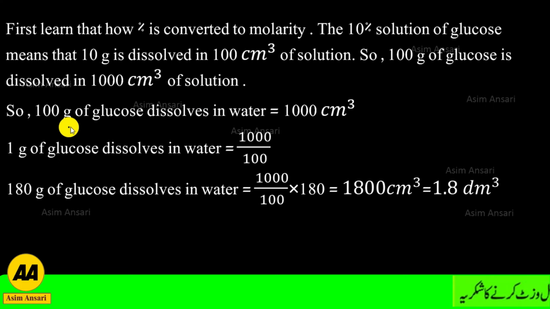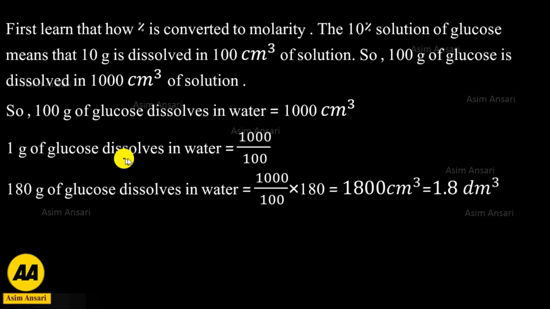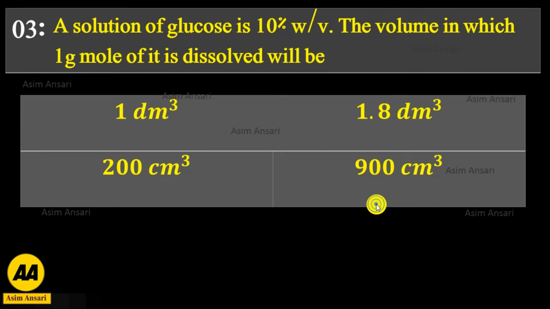So 100 gram of glucose dissolved in water is equal to 1000 cubic centimeter, and 1 gram of glucose dissolved in water is equal to 1000 over 100, and 180 gram of glucose dissolved in water. 180 is the molecular mass or molar mass of glucose. Then the answer will be 1.8 cubic decimeter. So the exact answer is 1.8 decimeter cube.